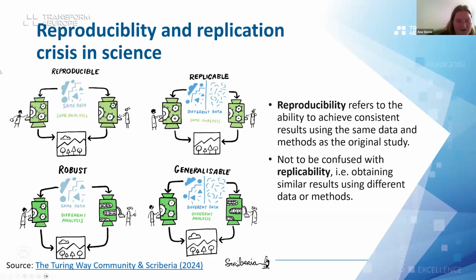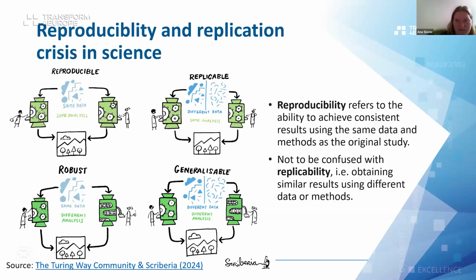And then we have another two words when we talk about scientific findings. We say that they are robust when you have the same data with different analyses, but you get the same results. You would say that the findings are robust. And then there is this issue of generalizability. So we have different data, different analyses, but can we make an inference? So this is another property of data.